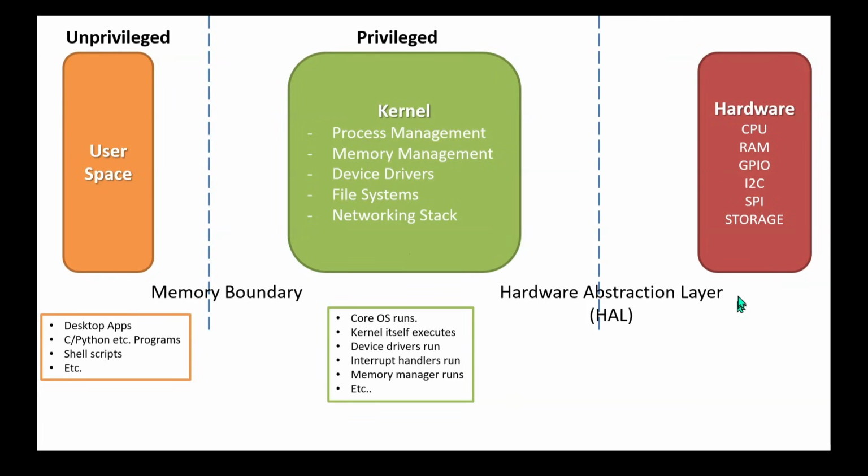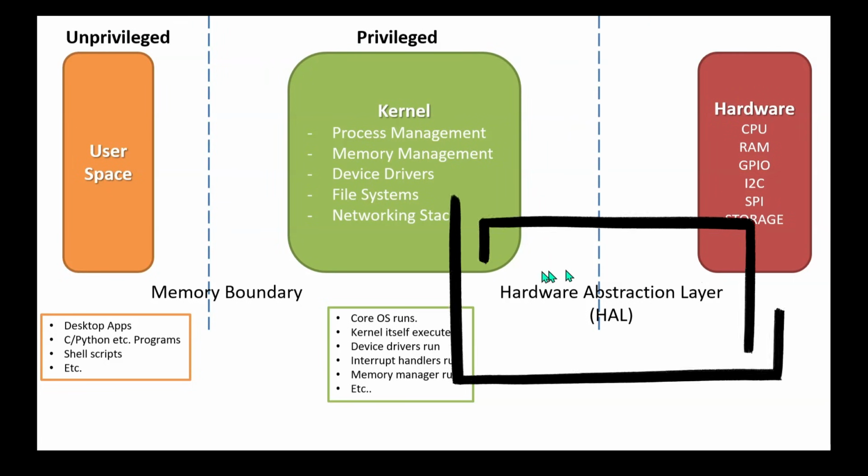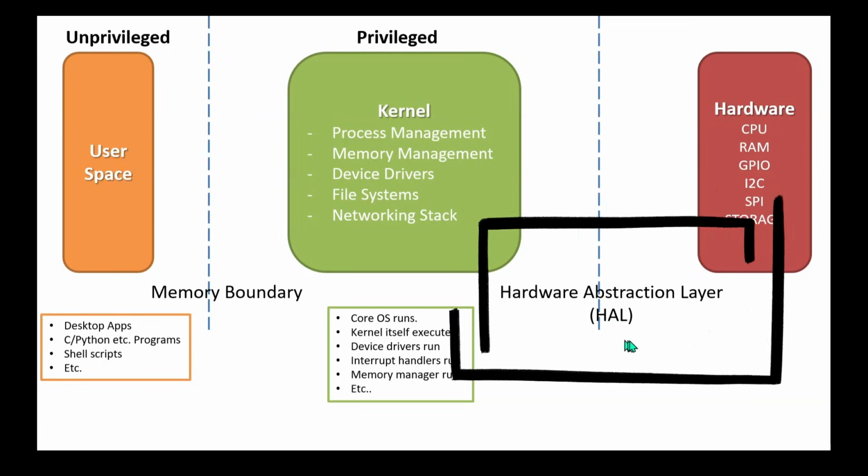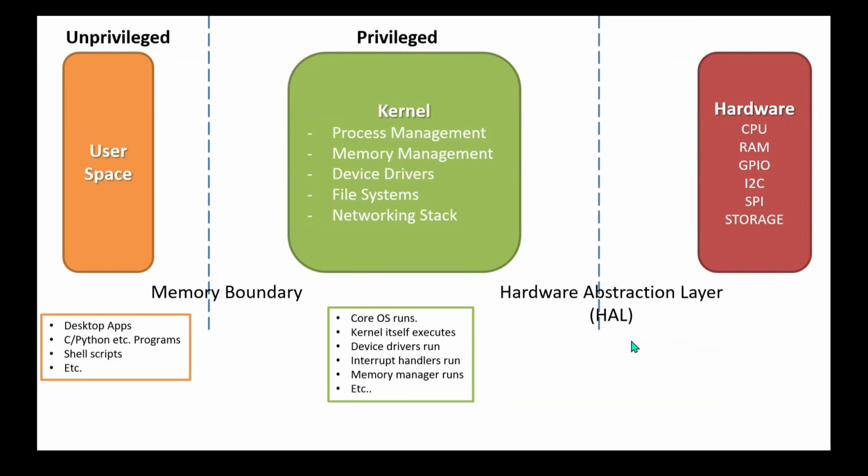Instead, Linux puts a smart middle layer called the hardware abstraction layer, or HAL for short, right inside the kernel. This layer hides the exact details of the silicon and gives every driver a clean, stable way to talk to the hardware, no matter if you're on a Pi 4, Pi 5, or another ARM board.